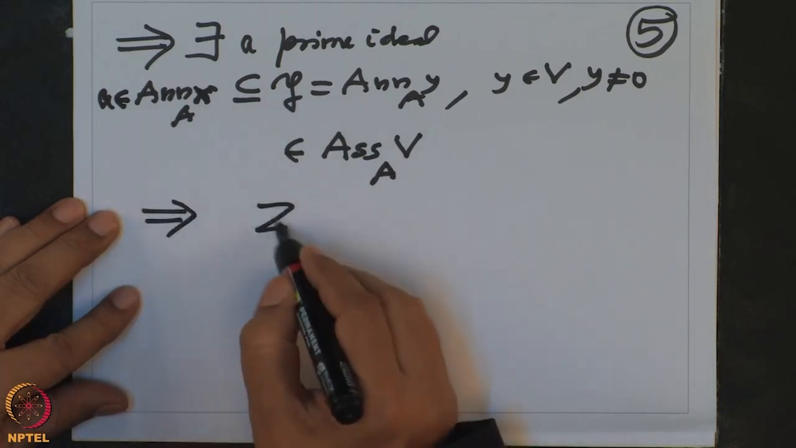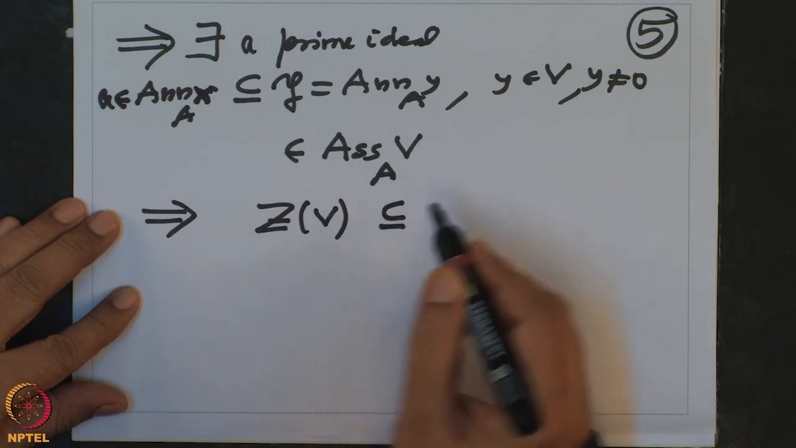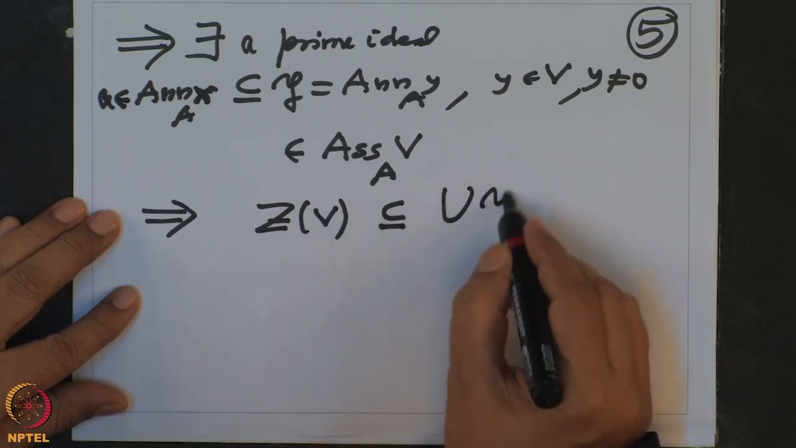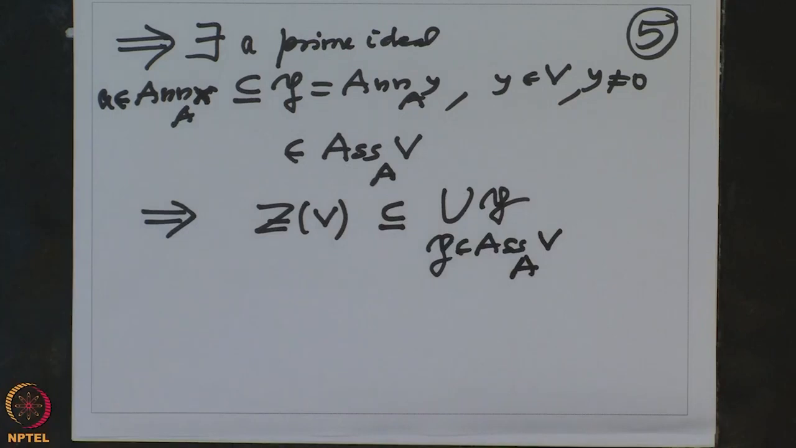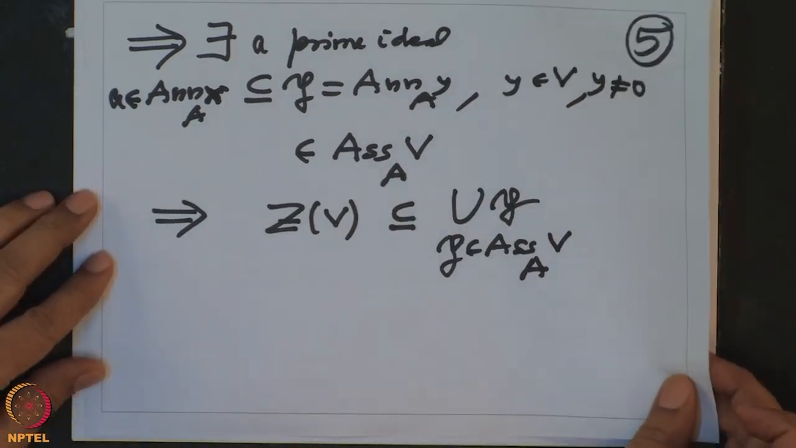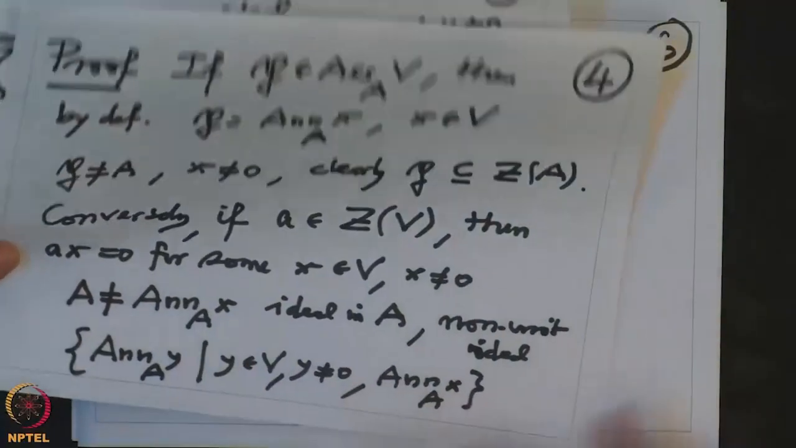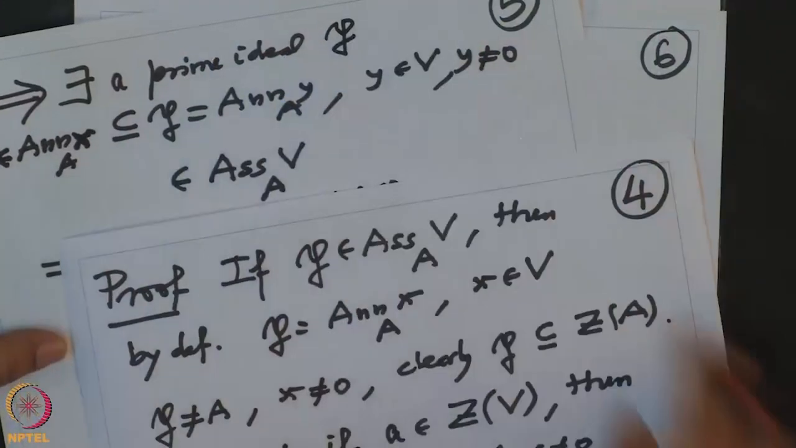So altogether we have proved that the set of zero divisors of the module V is contained in the union of P in associated primes of V. Alright, now the other most important result I want to prove. Remember we have used here that the ring is noetherian, because we have used that some family of ideals has a maximal element, and that maximal element is a prime ideal. It is very easy to check that such a maximal element has to be a prime ideal in that ring.